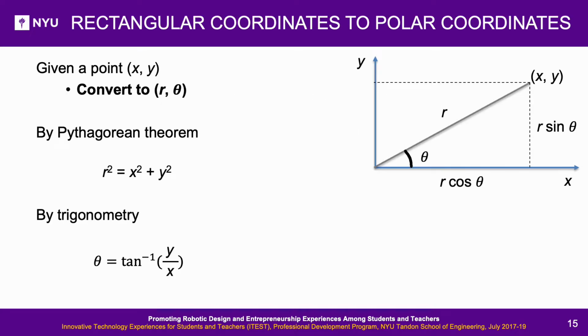Rectangular coordinates to polar coordinates. Given rectangular coordinates x and y, it can be converted to polar coordinates using the given formulae. By Pythagorean theorem, r squared equals x squared plus y squared. By trigonometry, theta equals the inverse tangent of y by x.